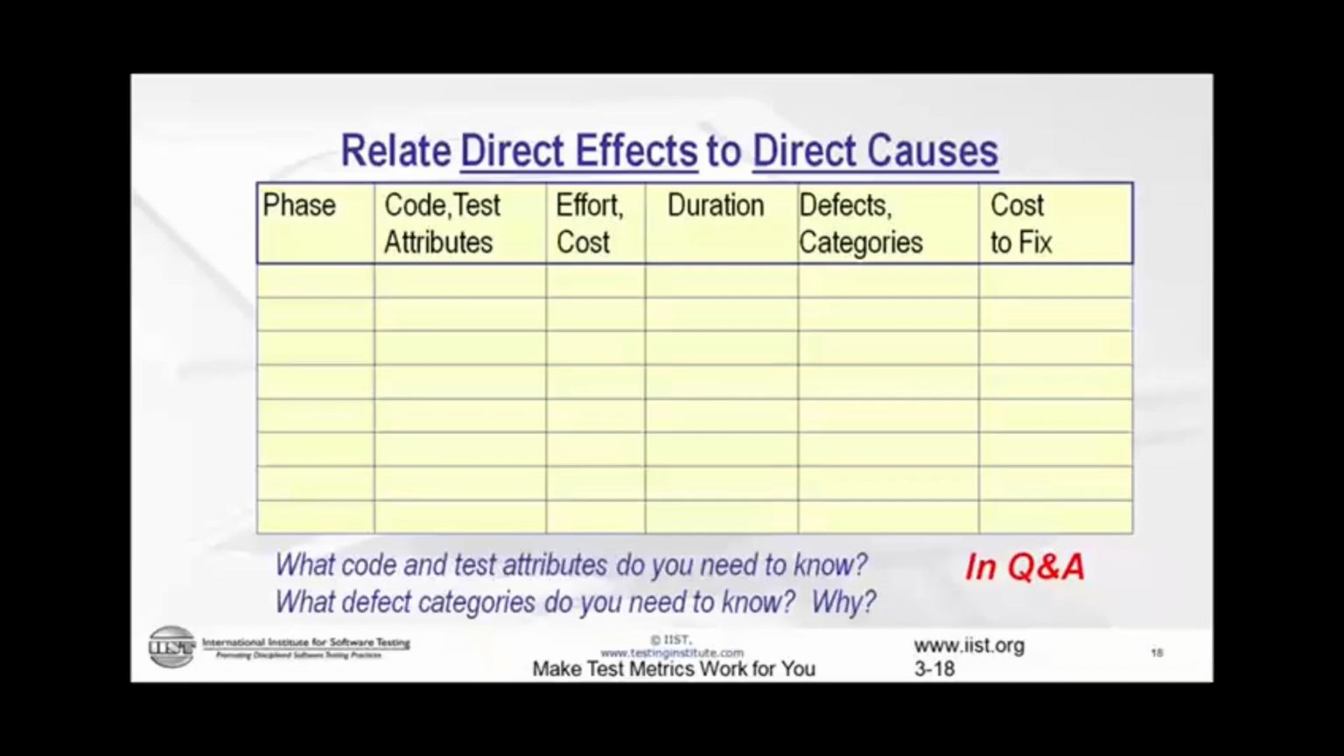So these are some examples, and you might share with us in the questions box attributes of the code that you might want to know about that are possibly related to the defects, attributes of the tests that are related to your ability to catch the defects or not catch them as fast as you should, and defect categories that are helpful for understanding better about what's causing your problems.